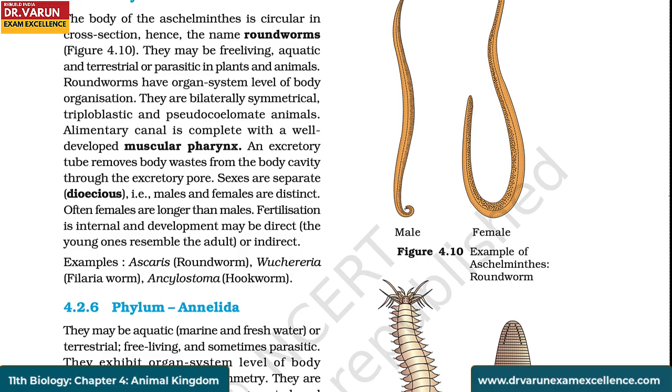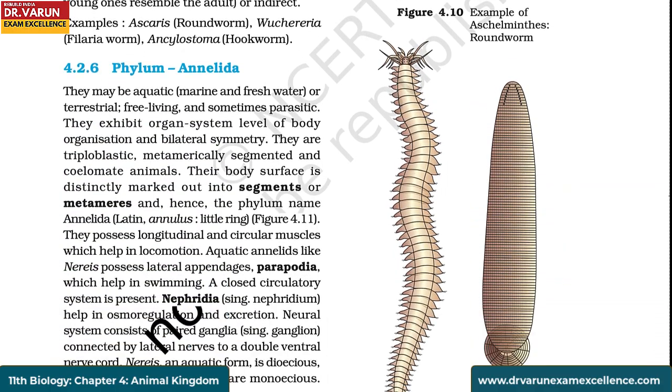Fertilization is internal and development may be direct, the young ones resemble the adult, or indirect. Example, Ascaris, roundworm, Wuchereria, filarial worm, Ancylostoma, hookworm.